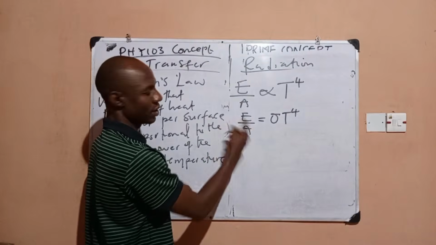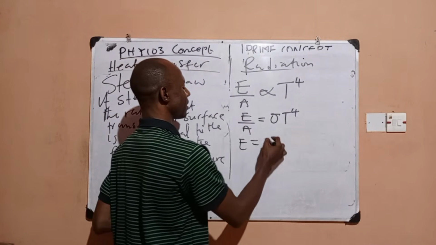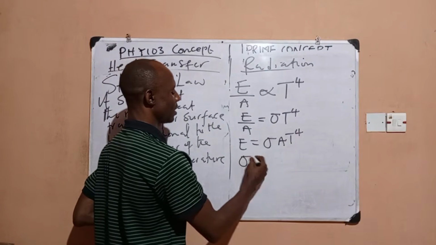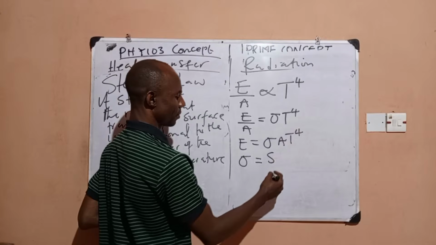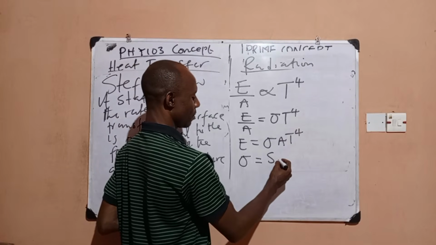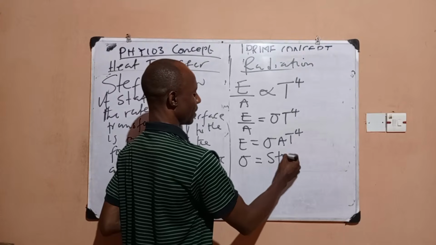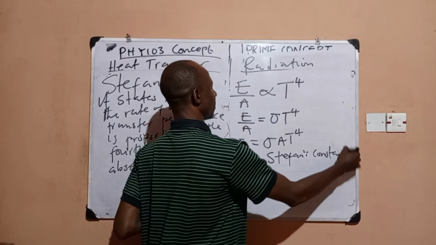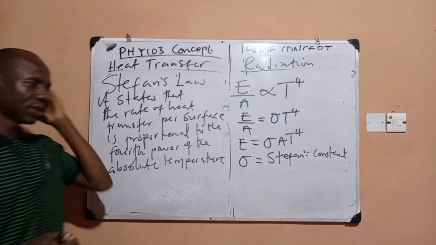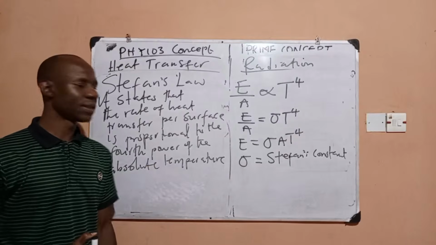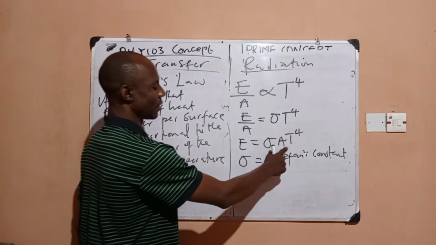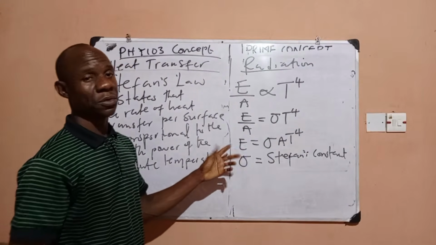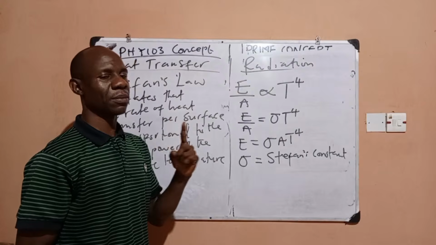So I can make E the subject by saying that E is this times T raised to power 4, where this is known as Stefan's constant, or Stefan-Boltzmann constant. While A is area and T is temperature, right? This equation is applicable for a perfect black body.